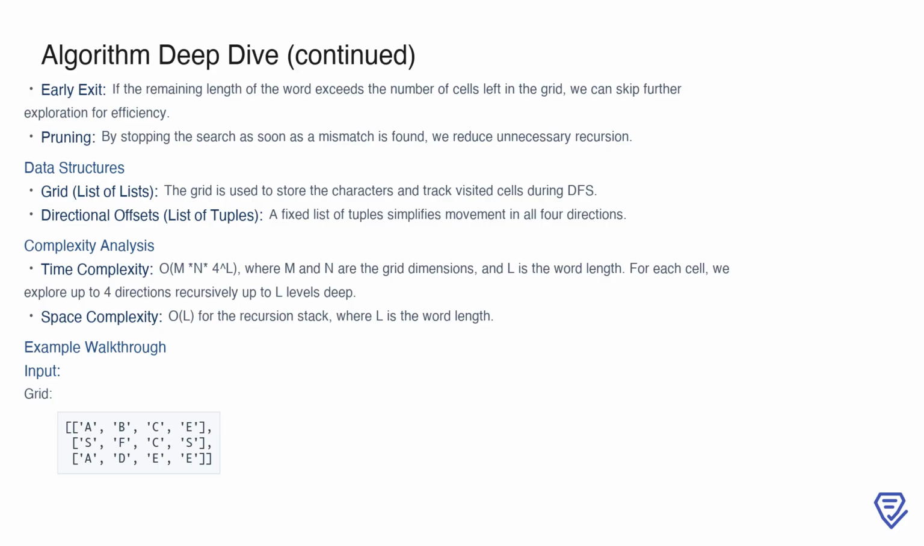For data structures, the grid itself is used to store characters and track visited cells during the depth-first search. A fixed list of directional offsets simplifies movement in all four directions.